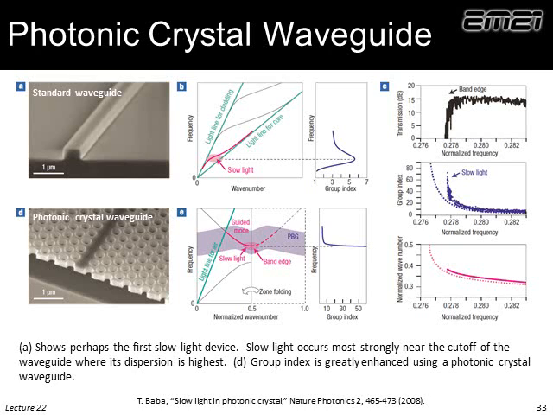We can enhance that with something like a photonic crystal waveguide, where there's an additional interaction mechanism because of the photonic crystal. We can slow things down even more. So photonic crystal waveguides are actually quite common slow wave devices. Slow light, we would even call it.